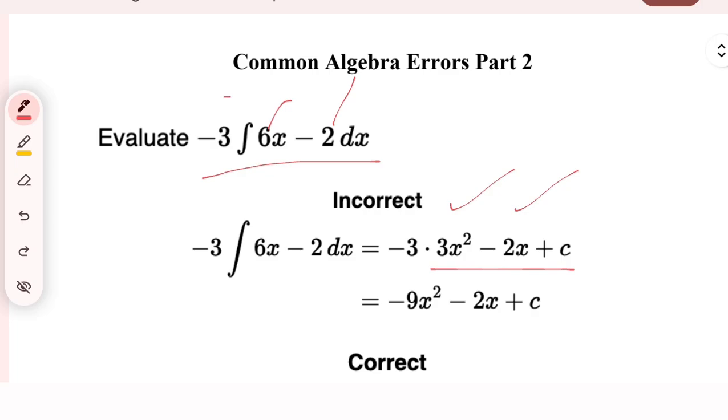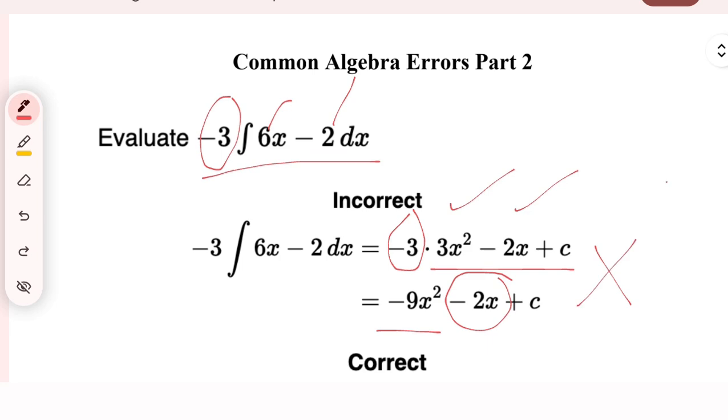However, there's a -3 in there, which is multiplied to the integral. That means this -3 should be multiplied to everything inside the integral. But in this case, it is only multiplied to the first term. So -3 times 3 is -9x squared, and you failed to multiply it to 2, right? You only multiplied it to the first term. So that's why this one is incorrect.